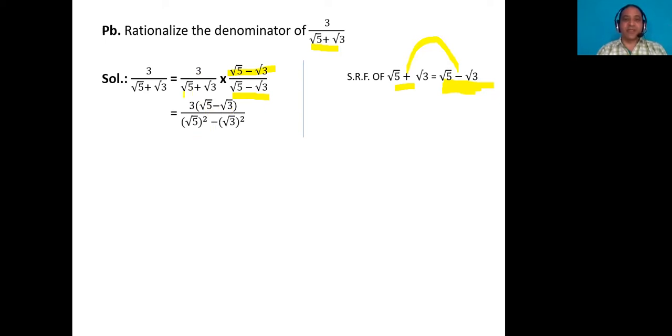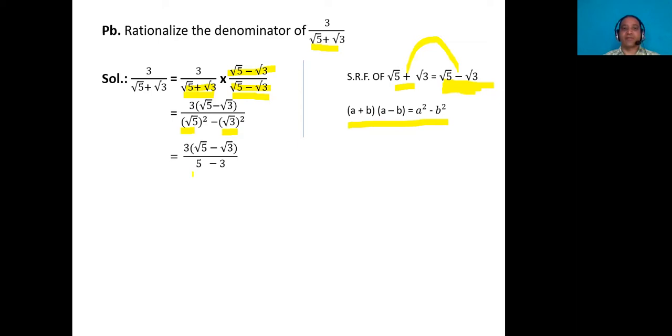But the denominator is a plus b. See students, a plus b into a minus b gives you a square minus b square. Mind the brackets here. Now the square goes with the square root, here also and here also. Which formula have we utilized? a plus b into a minus b is equal to a square minus b square. So what will be the result? 5 minus 3. The square root goes with the square, 5, and here also 3. Okay, this gives you 3.